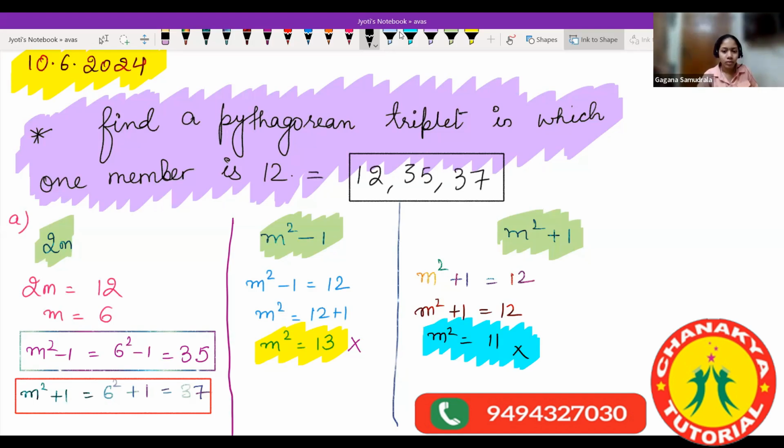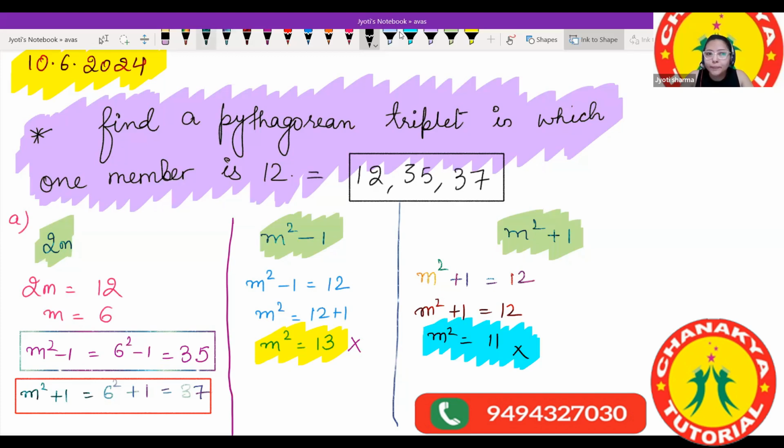Now you remember I told you if you have a Pythagorean triplet, if you multiply all the numbers by 2, they will also be a Pythagorean triplet. Yes, ma'am. Okay, and one more thing. It's not necessary that you will be finding your answer using this.